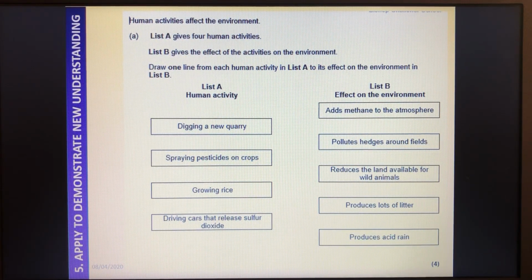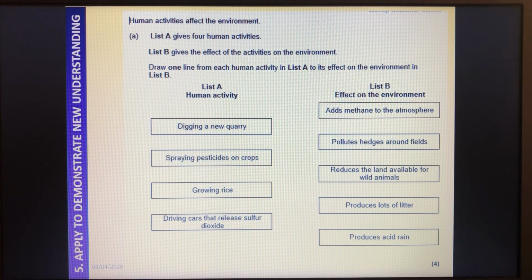Okay, we've got an exam question now. Human activities affect the environment. List A gives 4 human activities. List B gives the effect of these activities on the environment. Draw one line from each human activity in list A to its effect on the environment in list B. So maximum 4 lines here, not 5, because we're drawing one line from A to list B. So something on list B is not going to be used. So probably best if we say to pause and you can write those out. It might be a good idea now to pause.